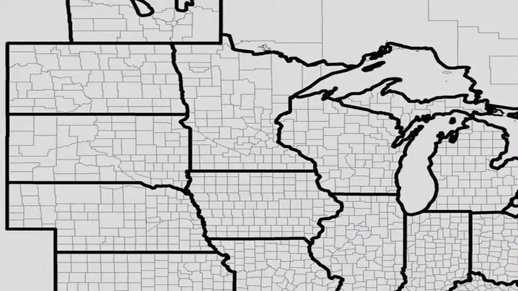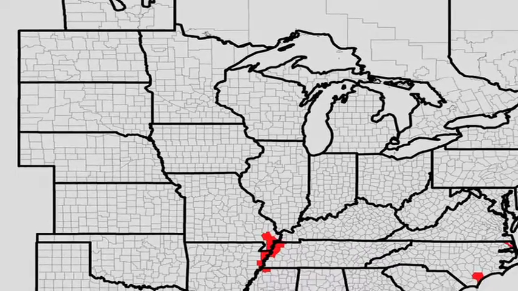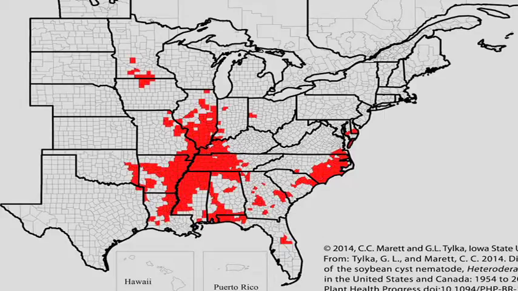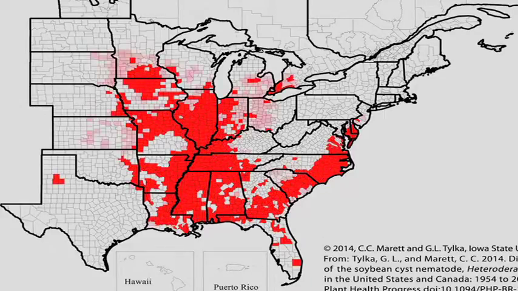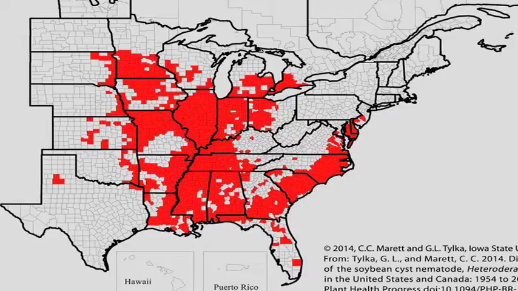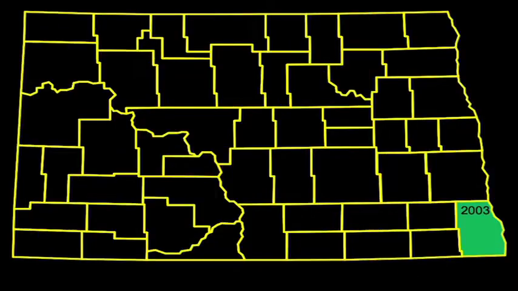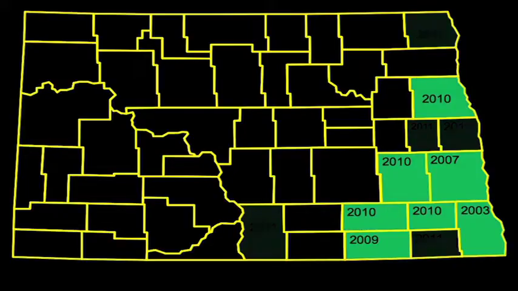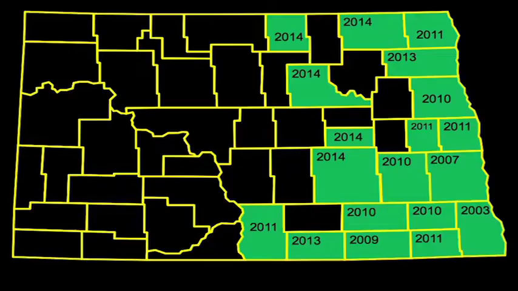Although this pathogen is relatively new to northern Minnesota and North Dakota, it was first found in the United States in 1954 in North Carolina. Over the next half century, it spread throughout the entire soybean growing region of the U.S., and by 2003, it was first found in North Dakota. Over the next decade, SCN spread from Richland County north to the Canadian border and west to the Missouri River, and by 2014, SCN was confirmed in 19 North Dakota counties.